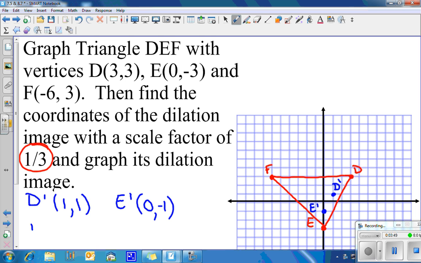And F prime, 1/3 of negative 6. 6 divided by 3 is 2, so it should be a negative 2. And 3 divided by 3 is 1. And you're really just multiplying by 1/3 because 1 times 3 is 3, and 3 divided by 3, that's how I got the 1. F prime is at negative 2, positive 1. And we connect the points. There's your picture.